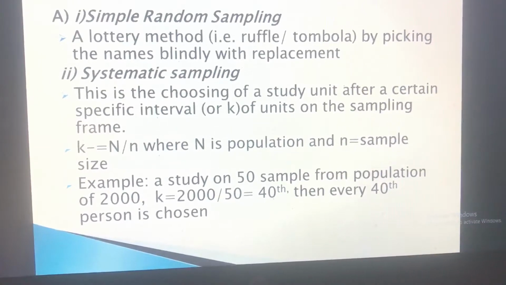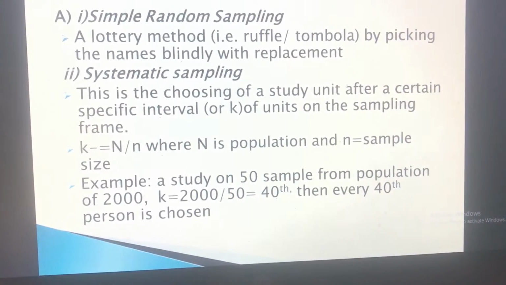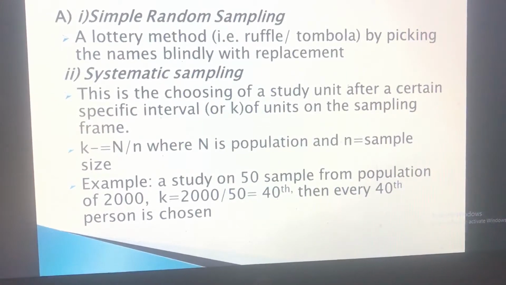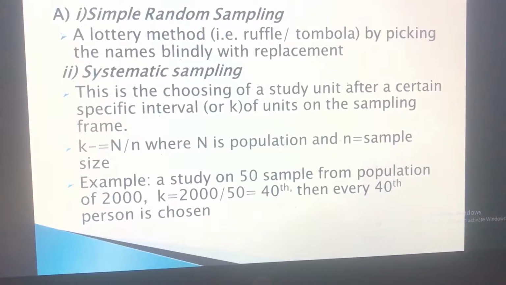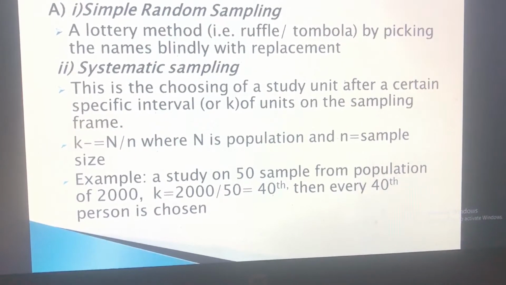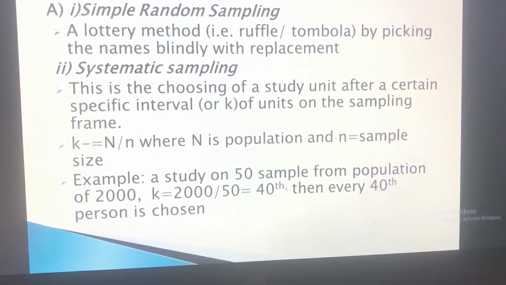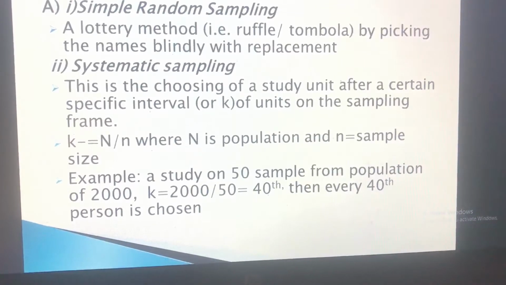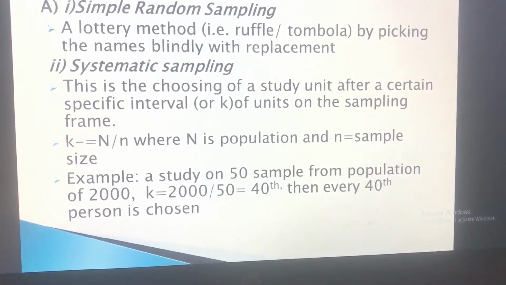Example, if you want to study a sample of 50 from a population of 2000, the specific interval equals 2000 divided by 50, which equals 40. Means what? Every 40th person is chosen.